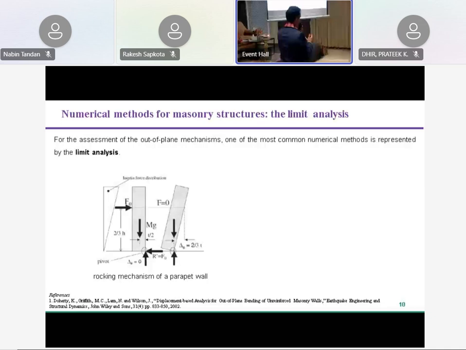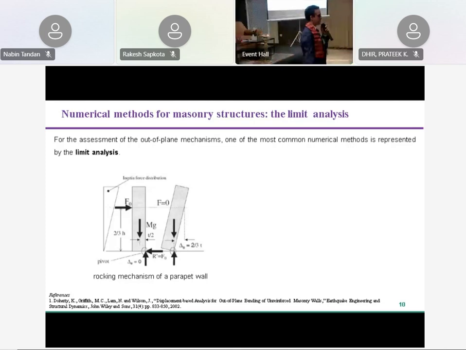Now let's move a little bit more into the numerical world, the numerical simulations. If we want to simulate the out of plane mechanisms, the most effective method used is the limit analysis. Basically, this analysis consists in imposing an ultimate equilibrium and evaluating the maximum lateral force that produces the rocking of the wall. It's very simple because it doesn't require many mechanical parameters, but it is very effective.